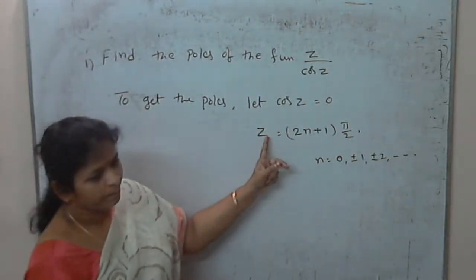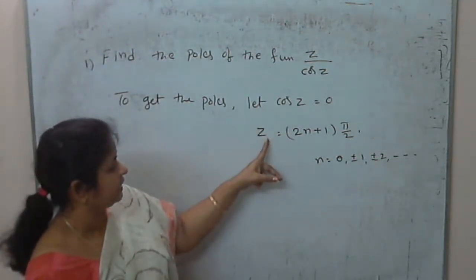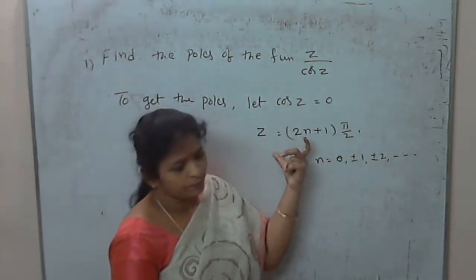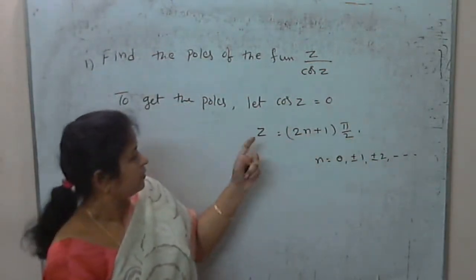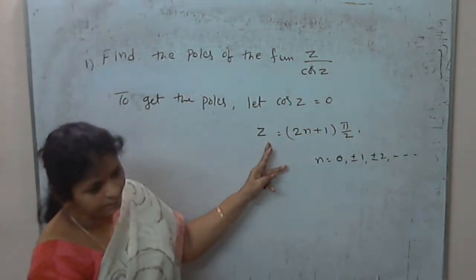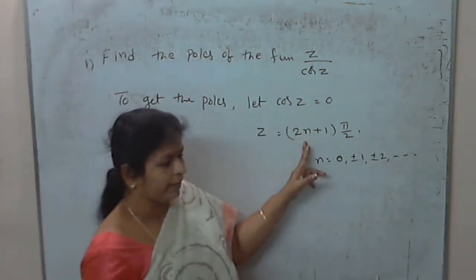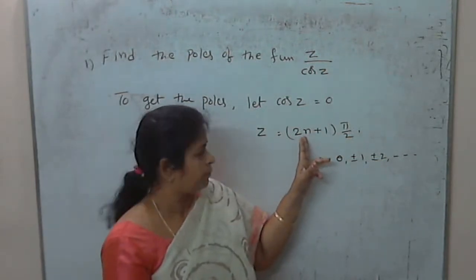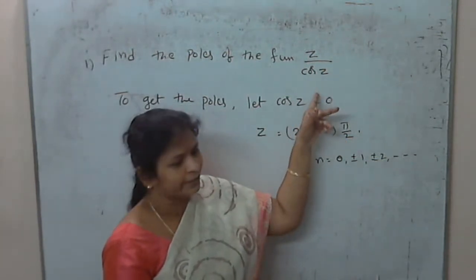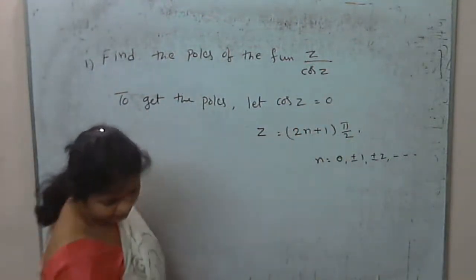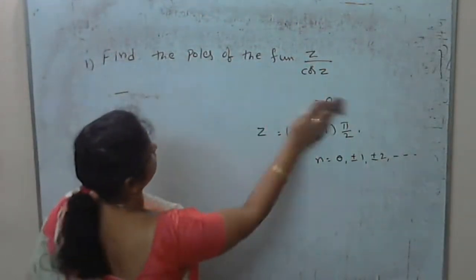So these are the poles. The poles of the function are z equal to 2n plus 1 into pi by 2. The poles are not unique. So these are the poles for the given function z by cos z. At these points z equal to 2n plus 1 into pi by 2, the function is not analytic because cos z equal to 0. Now let us go to another example.